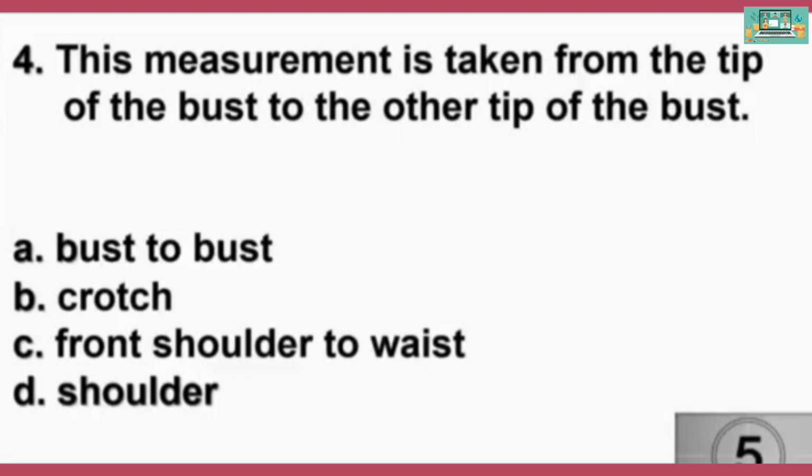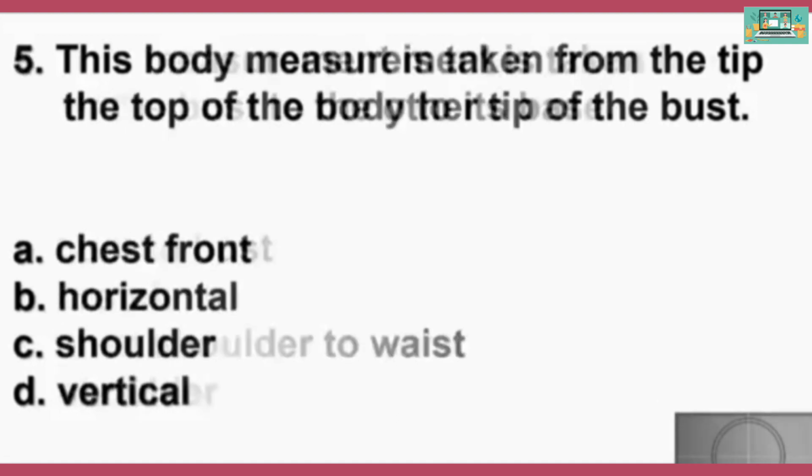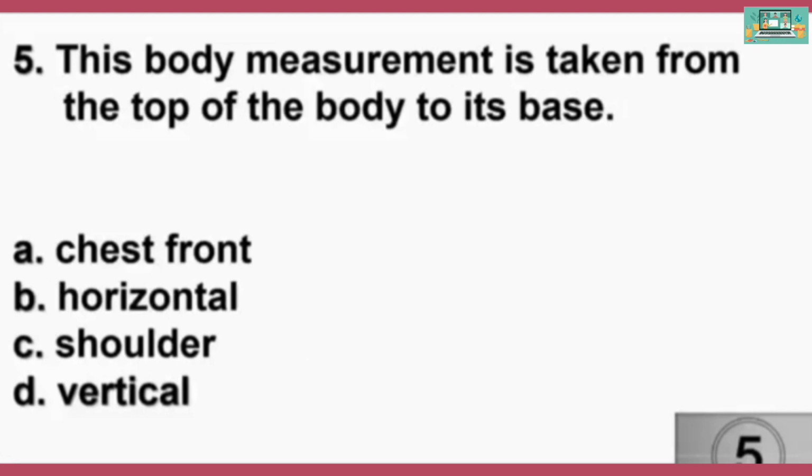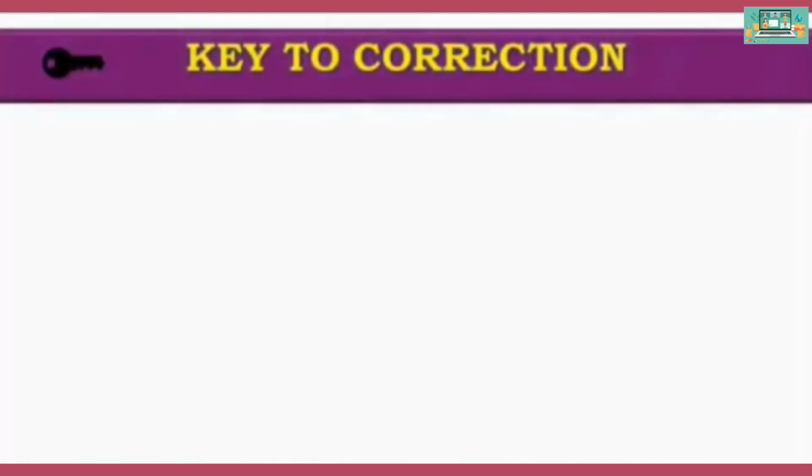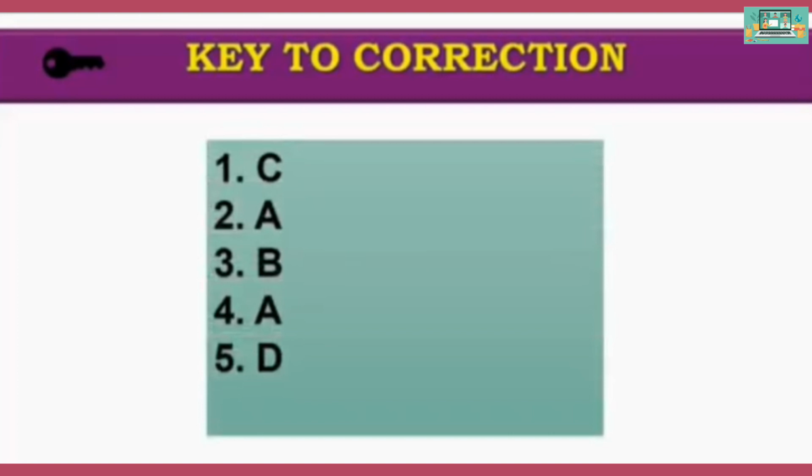Number 4. This measurement is taken from the tip of the bust to the other tip of the bust. And number 5, this body measurement is taken from the top of the body to its base. Let's check your answers. 1C, 2A, 3B, 4A, 5D.